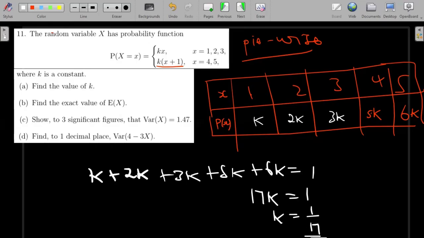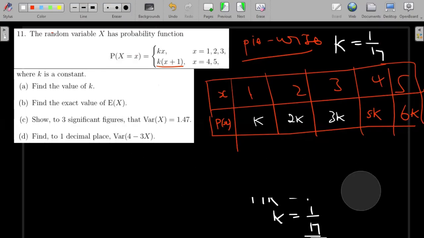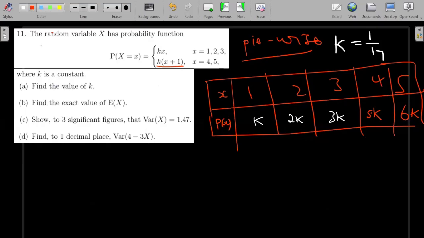Right, so k is 1 over 17. So the value of k, we can write it here, 1 over 17. Okay, and then from there, we can answer the other questions. They're saying, find the exact value of the expected value. Remember, we're just multiplying the random variable with its probability.